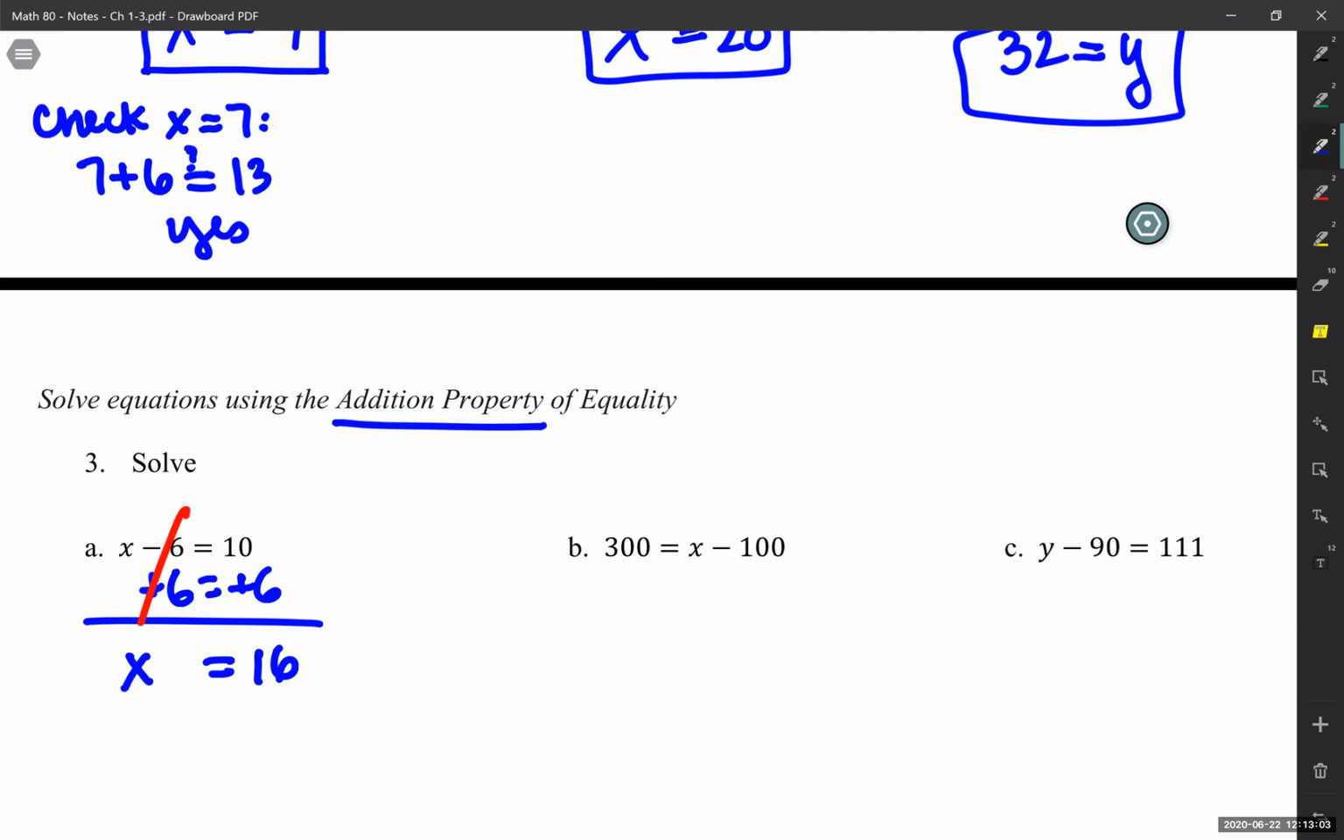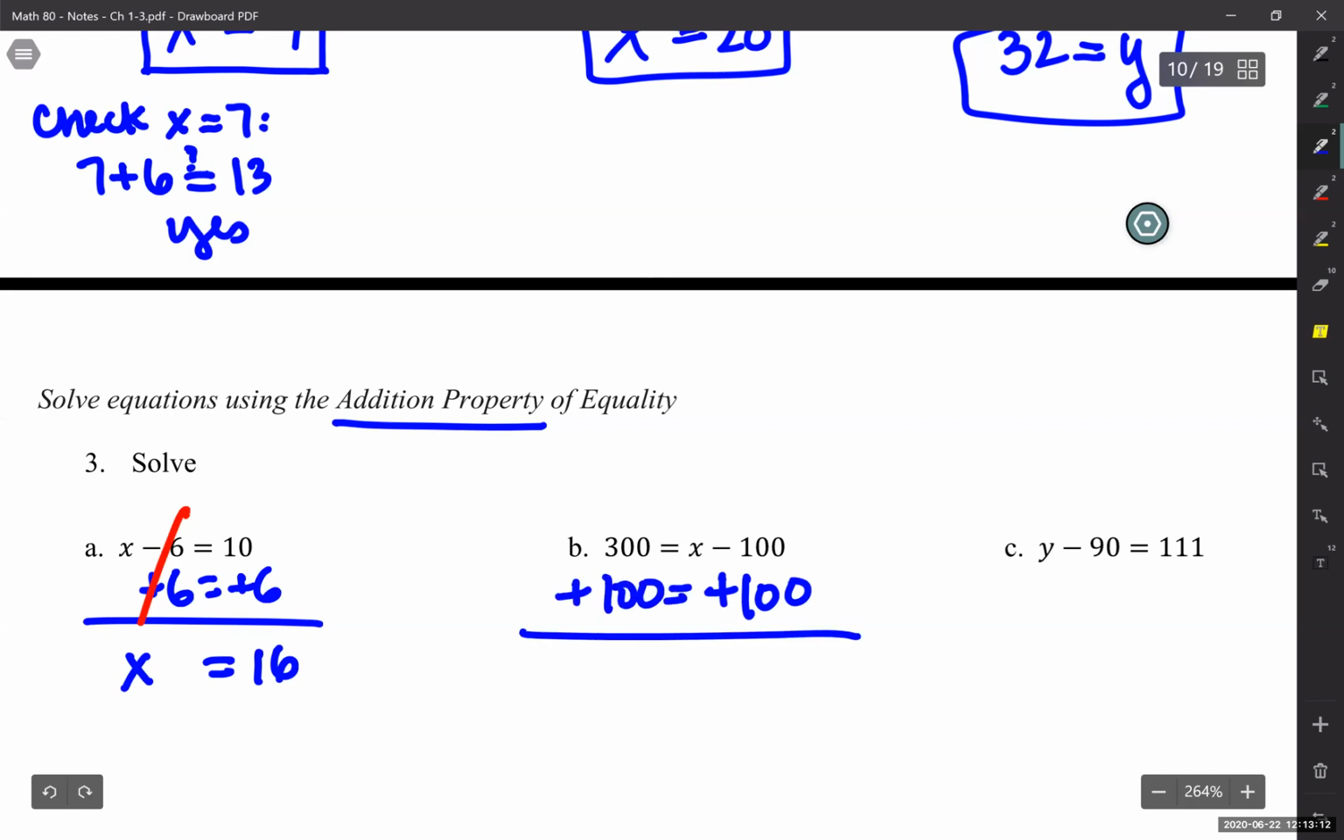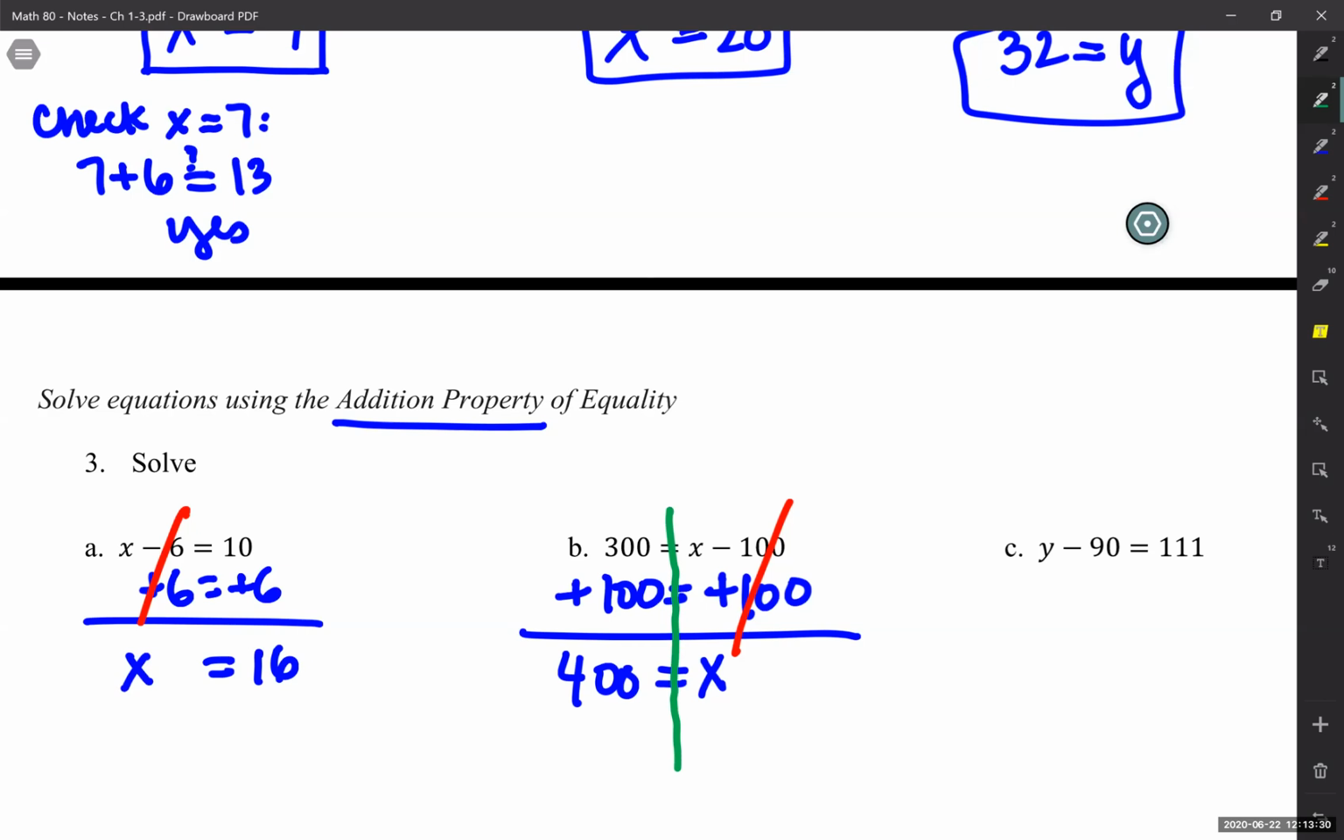All right, so here we are subtracting 100 from x, so I need to add 100 to both sides to cancel that out. By cancel, I mean that zero pair of positive 100 and negative 100. And I end up with x equaling 300 plus 100, which is 400. And notice I always have my equal signs. Well, that was supposed to be a dashed line, but that's okay. I'll draw a straight line.